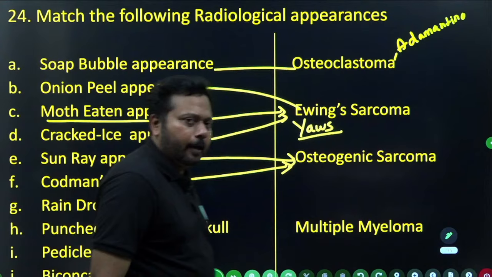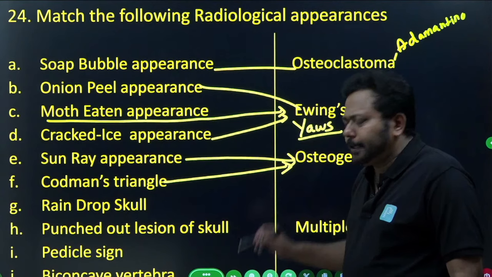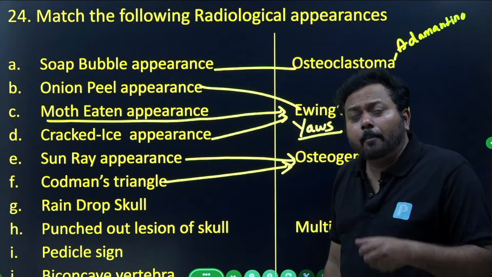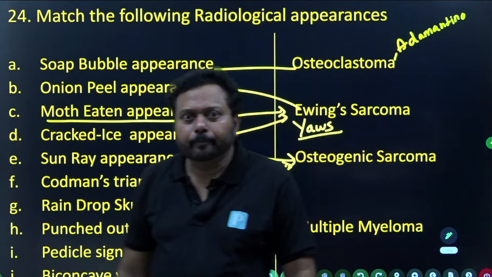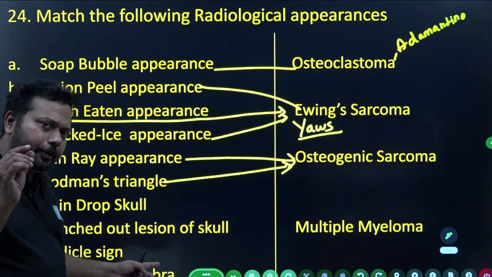Okay, then the patient has a raindrop skull. Raindrop skull is otherwise called multiple punched out lesions of the skull. Multiple myeloma. Very important. Multiple punched out lesions, otherwise called raindrop skull. Multiple myeloma. Punched out lesions can be solitary also.